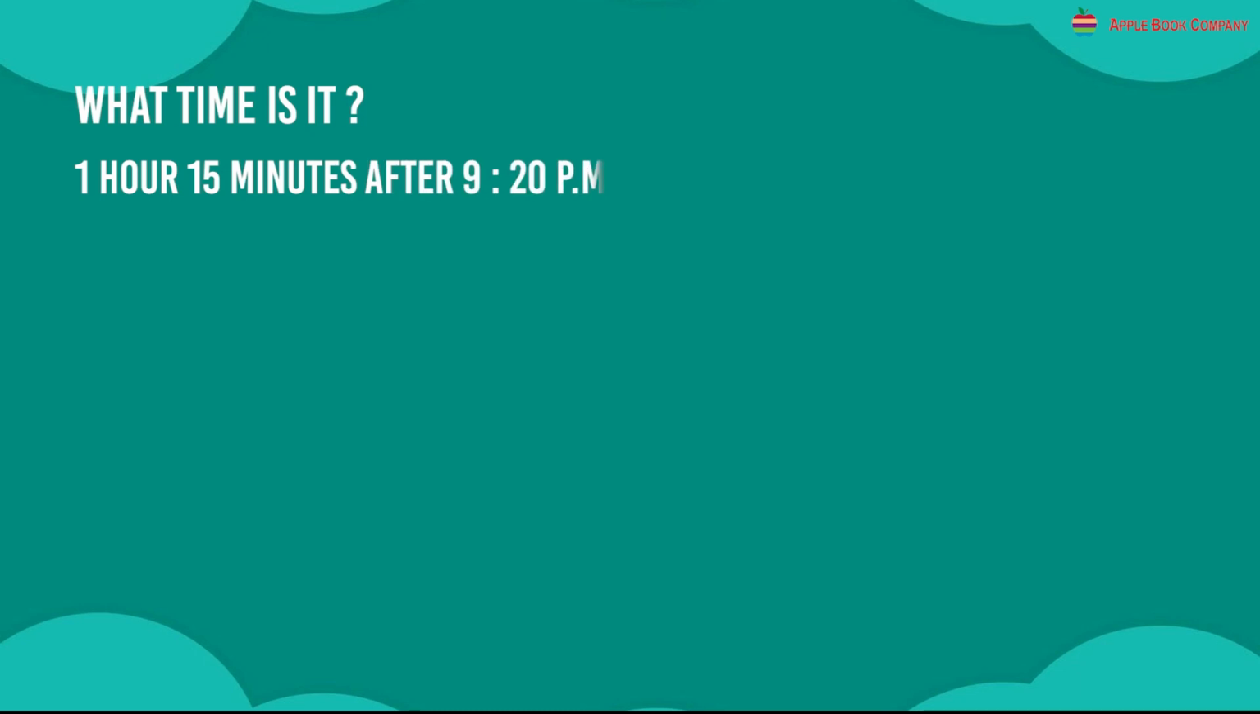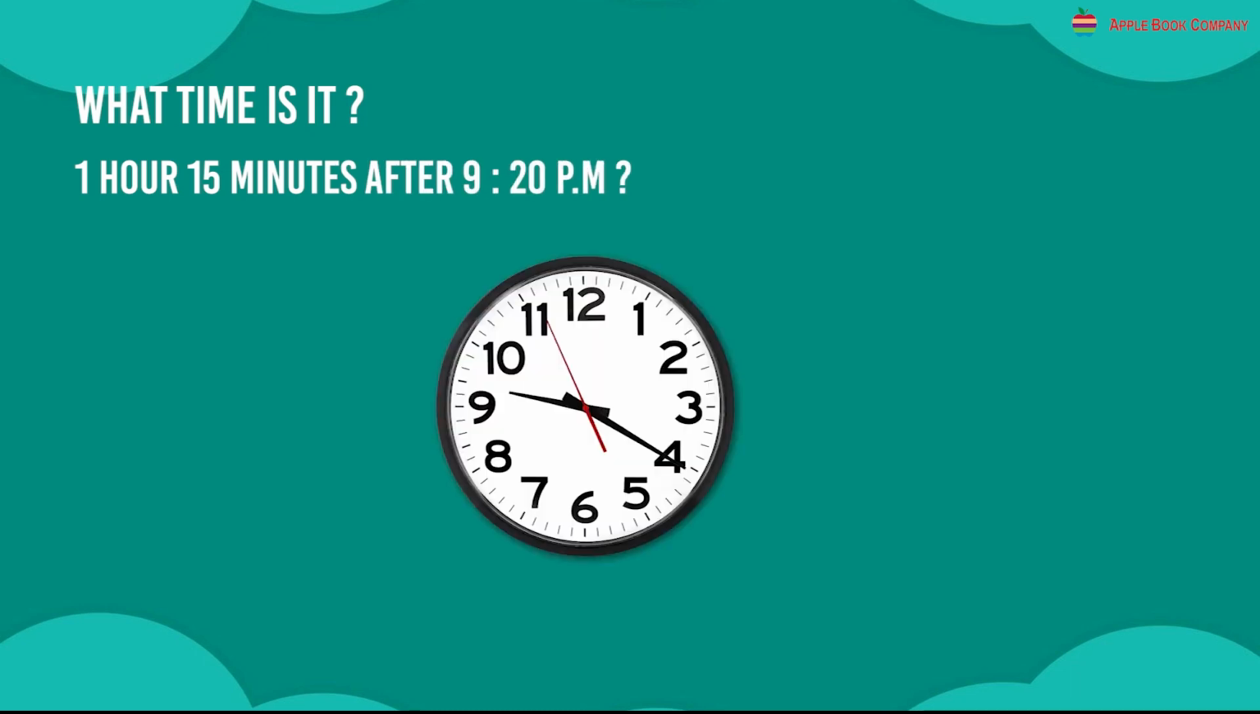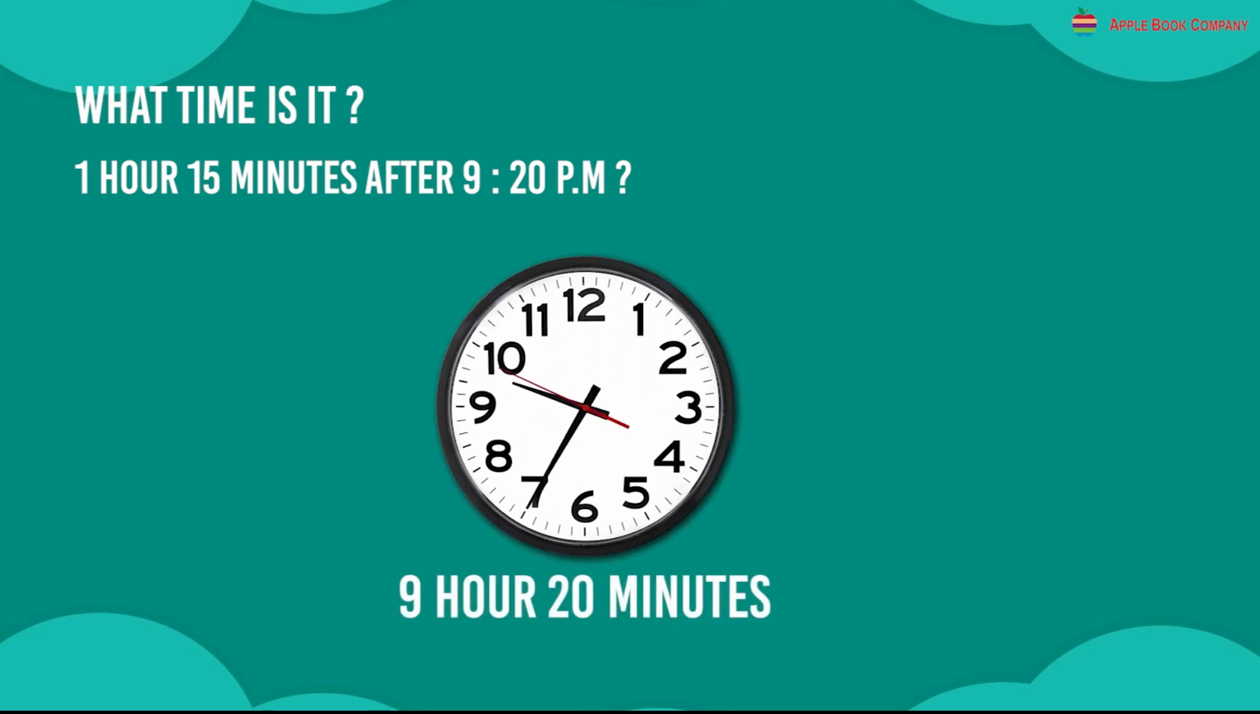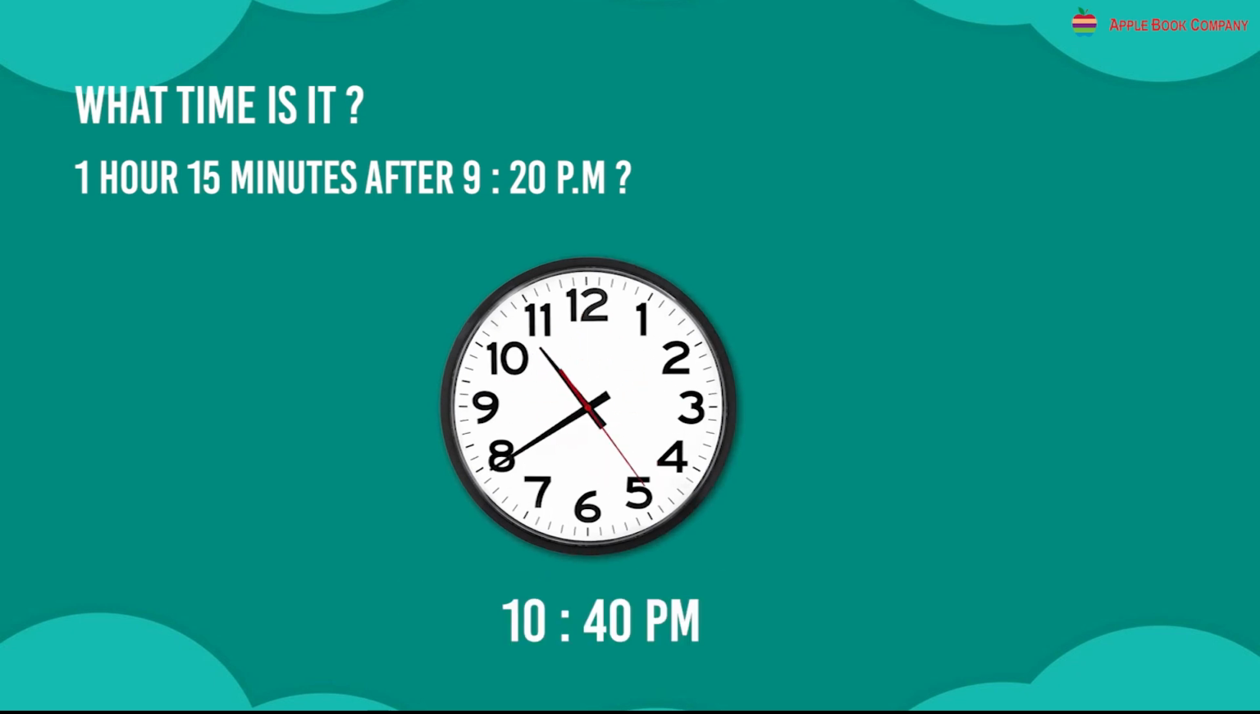Next question. What time is it? 1 hour 15 minutes after 9:20 p.m. 9:20 p.m. means 9 hours 20 minutes. Just add 1 hour 20 minutes to it. You get 10:40. So the time will be 10:40 p.m.